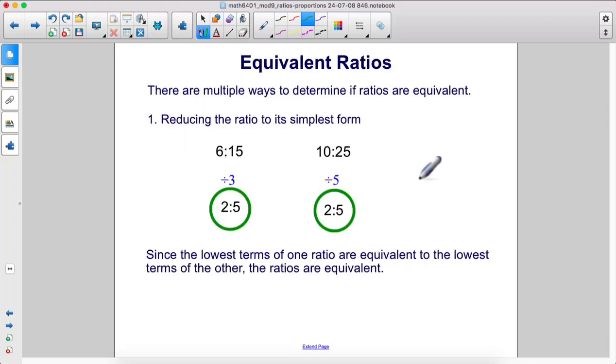There are multiple ways to determine if ratios are equivalent. The first way is reducing the ratio to its simplest form. So here, both of these are divisible by 3. So 6 divided by 3 is 2, 15 divided by 3 is 5, so we have 2 to 5. Here, we divide both sides by 5, and we also get 2 to 5. So the ratio of 6 to 15 is equivalent to the ratio of 10 to 25. Since the lowest terms of one ratio are equivalent to the lowest terms of the other, the ratios are equivalent.